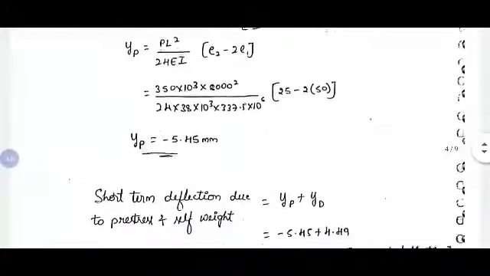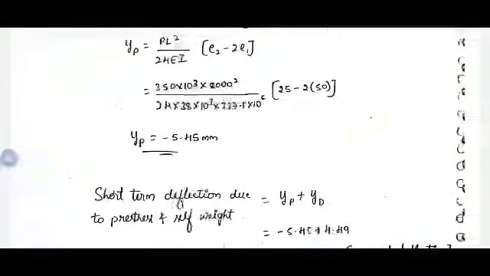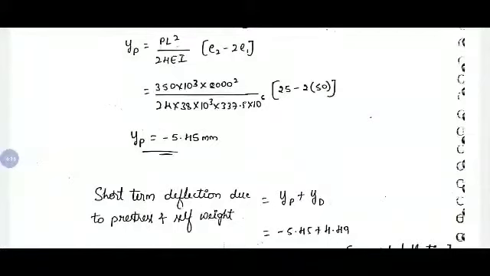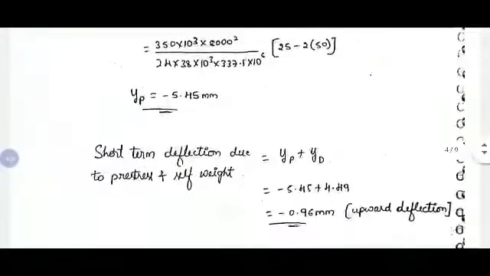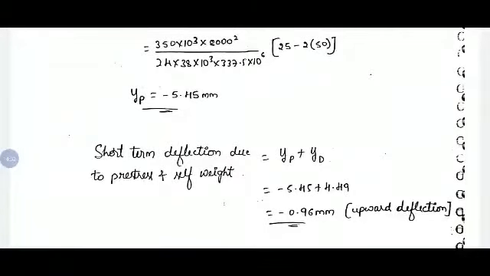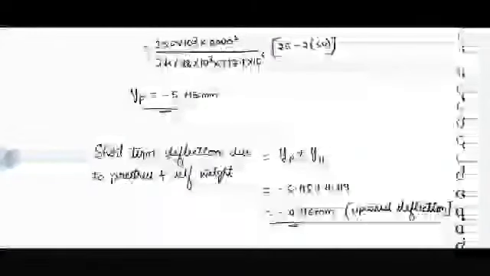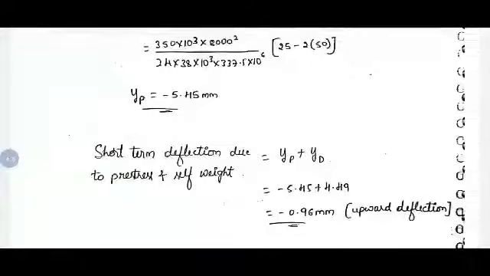Short term deflection. See, this minus indicates the prestressing force is coming in the downward direction only, so you should not neglect this minus, you have to consider it. Wait, no, it is representing upward deflection. Prestressing force is giving upward deflection, so you have to consider the minus.